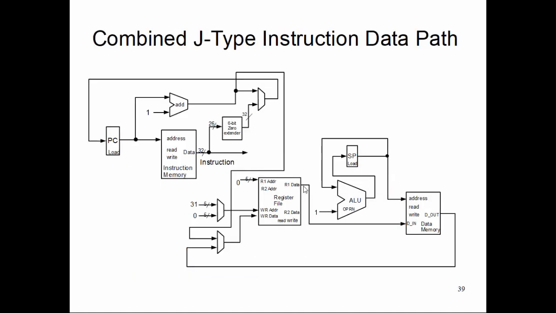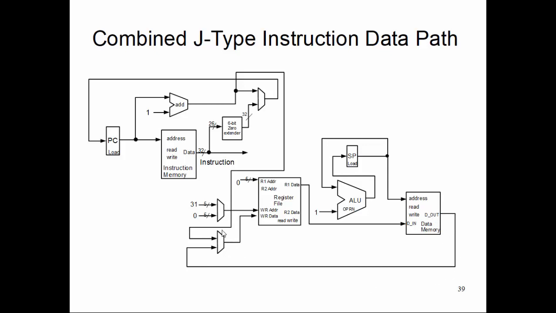So now to make a combined JType instruction data path, we keep on superimposing those data paths on top of each other, and if there is a data source conflict, we resolve it by a multiplexer. So now we have a multiplexer on the write address between 31 and 0: 31 for your JL instruction, 0 for your push, pop operation. And then write data, either it can come from the PC plus 1 for the JL instruction, or pop from the data memory for the pop instruction.